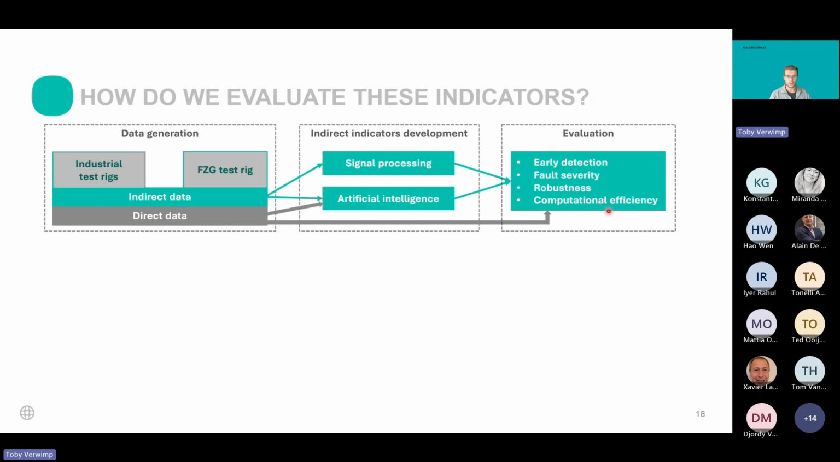Then finally, we can also compare the computational efficiency of the indicators, which is typically done by running the calculation for a couple of acquisitions, a couple of vibration signals, and then compare how long it takes for a specific PC.